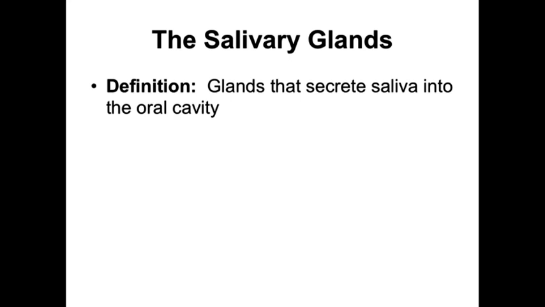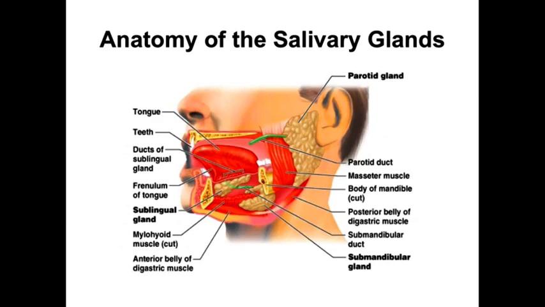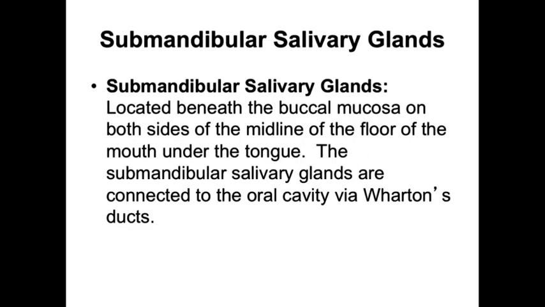The salivary glands, we've got a few of them. Let's see if we have a picture here. Yep, so you can see the parotid gland near the ear. You can see the sublingual under the tongue, and under the mandible, the submandibular gland. The parotid gland is located anterior and inferior to the ears. And we have the submandibular and the sublingual glands.